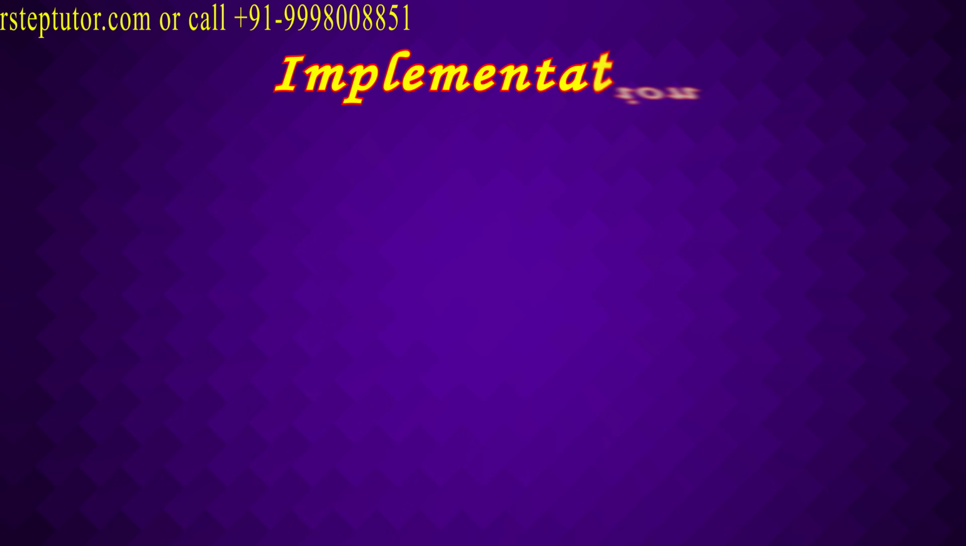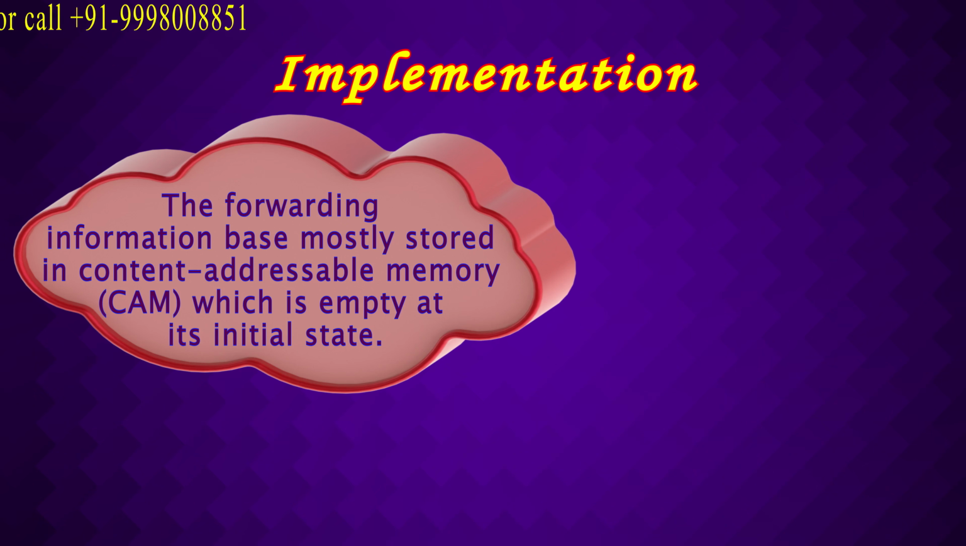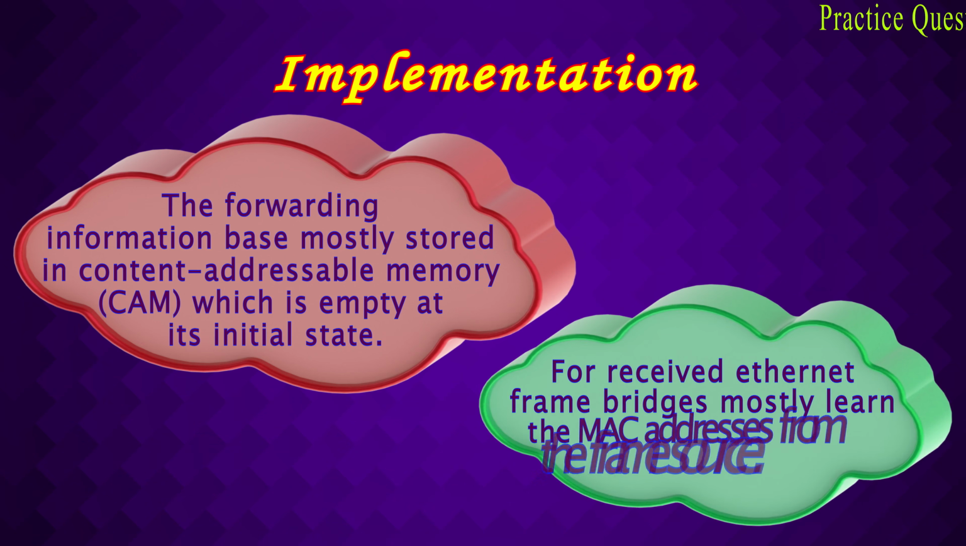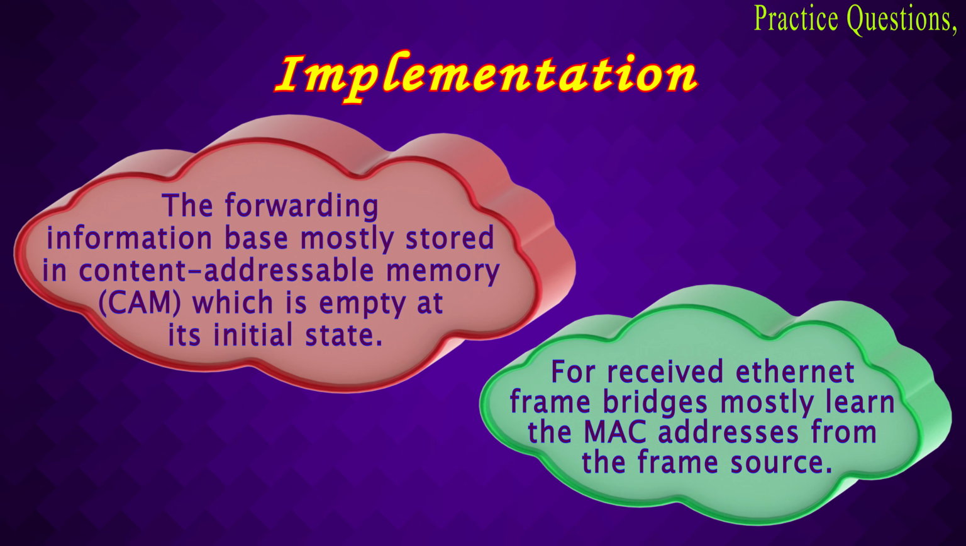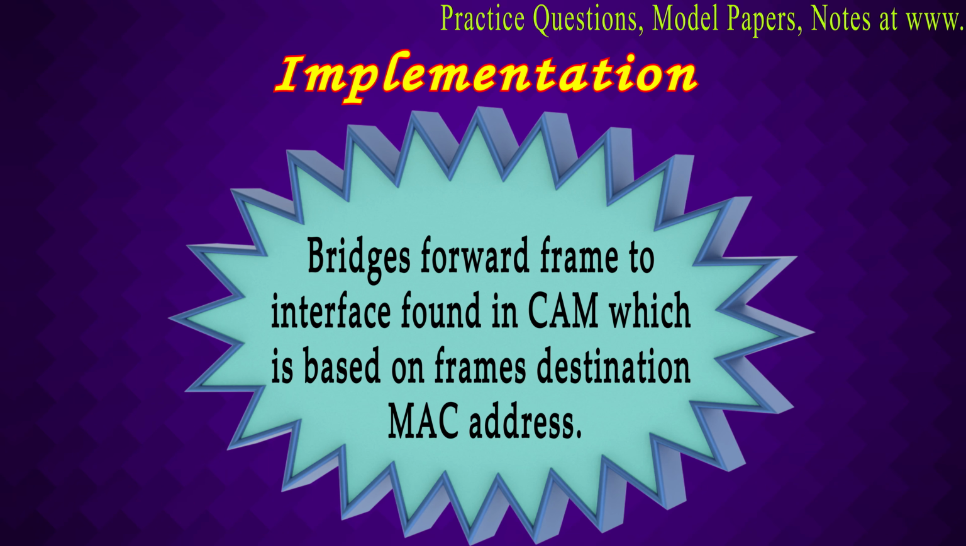In the next slide we discuss some of the important terminologies related to bridges. First is CAM, which means content addressable memory. The forwarding information base is mostly stored in this memory, and basically it is in an empty state. It will not have any data. Whenever data has to be transferred from source to destination, it has to be stored in the CAM memory. Next, for a received Ethernet frame, that is the local area network frame, switches mostly learn the MAC addresses, that is the address of the system to which the data has to be sent. The third point is that it will have multiple interfaces in the CAM which are used to send the data to different locations.